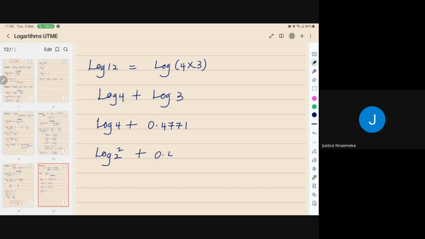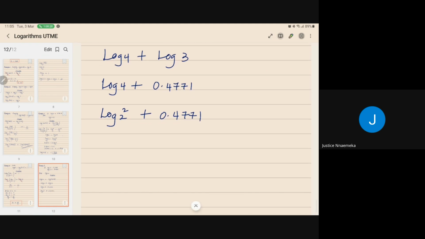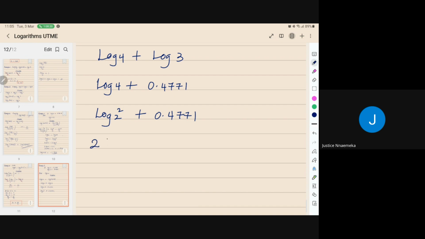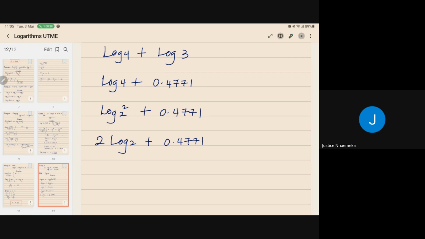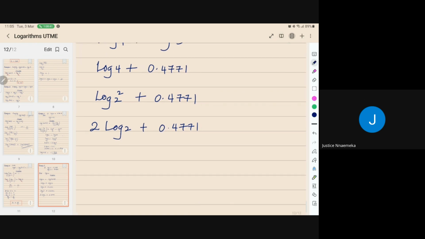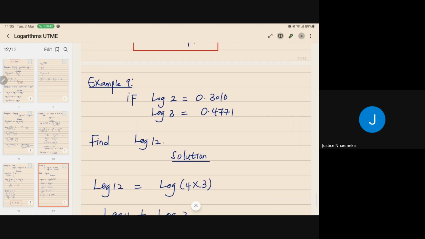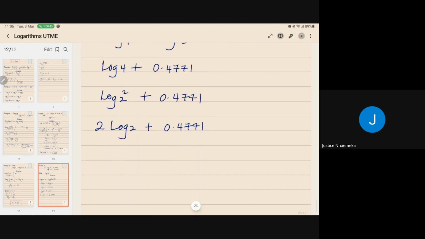Plus 0.4771. Then based on the power law, we can bring down these 2 here. So we now have 2 log 2 plus 0.4771. Now, what that simply implies is that I can now go ahead and look for the value of log 2, which is 0.301.